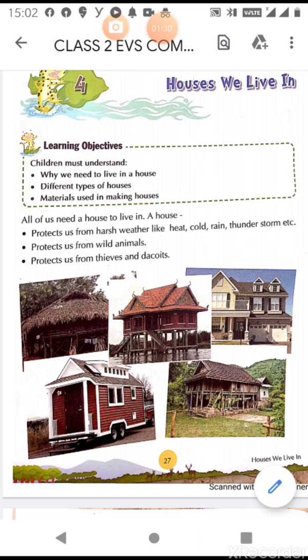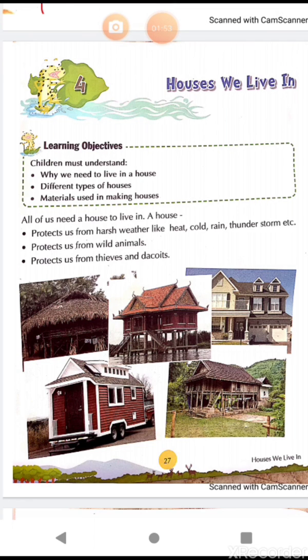So we need houses because they protect us from harsh weather like heat, cold, rain, thunderstorm, etc. Then houses protect us from wild animals, and houses protect us from thieves and dacoits. So we feel safe and comfortable inside our house. So it is very necessary to have a house. So this is a basic necessity of human beings.